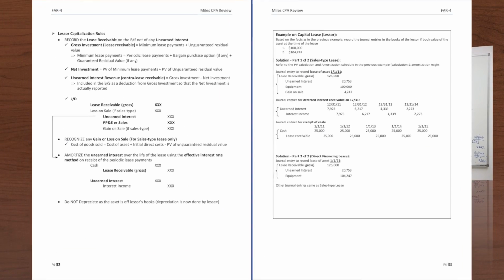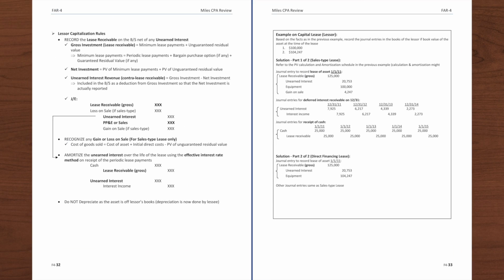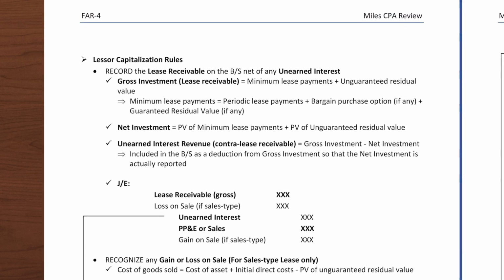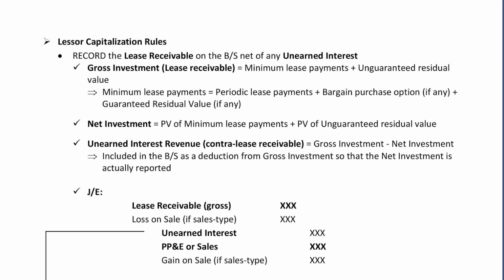Turn to page 32 where we're looking at the lessor capitalization rules. Now on the lessor's books, he's going to record the lease receivable net of any unearned interest. Highlight gross investment or lease receivable equals minimum lease payments plus unguaranteed residual value. Within minimum lease payments, you only have guaranteed residual value or bargain purchase option, if any.